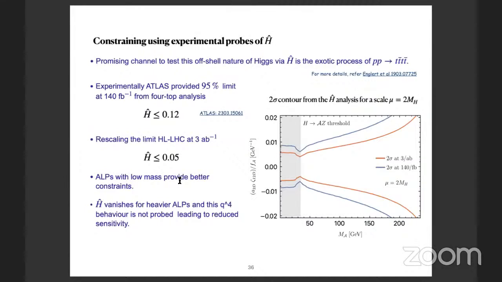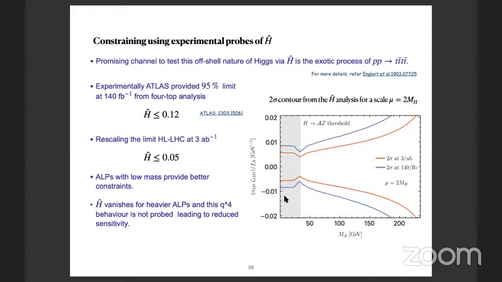So for the bounds, we considered the experimental probes of H hat, and for this, the channel was four-top production. Experimentally, for the four-top analysis, the H hat parameter has a bound of 0.12. We rescale this into our analysis at 3 ab^-1, and this bound came out to be 0.05. And this is the allowed parameter space that we got for different mass regions. We can clearly see that for the lighter ALPs, they can propagate freely in the loops.